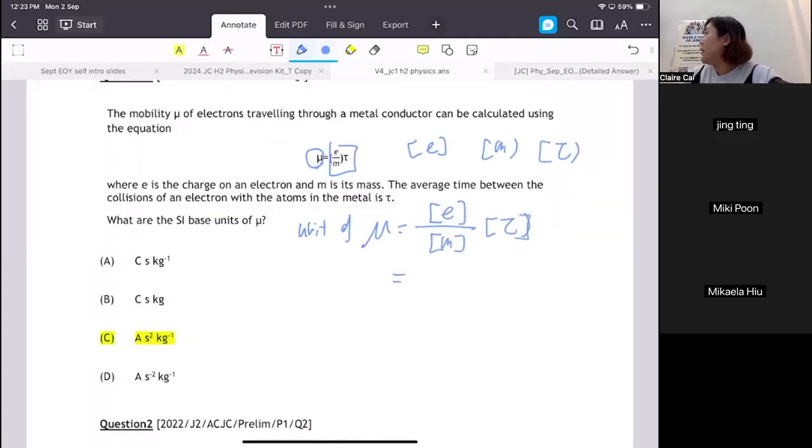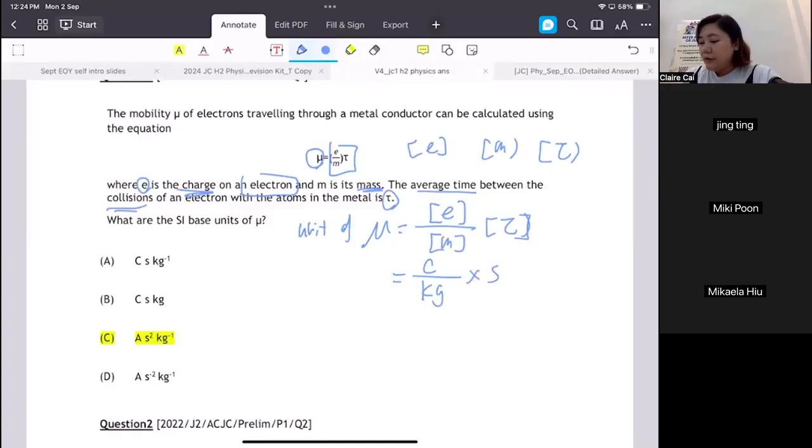Then we actually look at it one by one. So what does each one of them mean? E is the charge on the electron, correct? So what's the SI unit for charge? Coulomb. And then m is the mass, so it's kg. Then this little thing at the top is actually the average time between the collisions, so it means it's second.